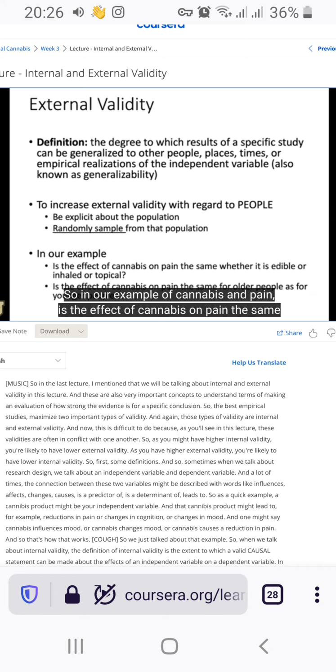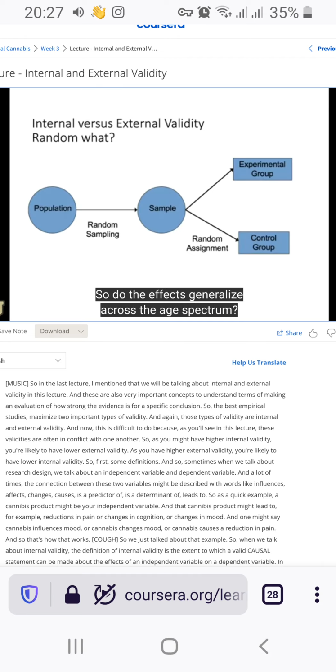So in our example with cannabis and pain, is the effect of cannabis on pain the same whether it is an edible form of cannabis or inhaled form or topical form? That would be looking at how the effects generalize across different forms of cannabis. Another way to look at it would be, is the effect of cannabis on pain the same for older people as for younger people? So do the effects generalize across the age spectrum?